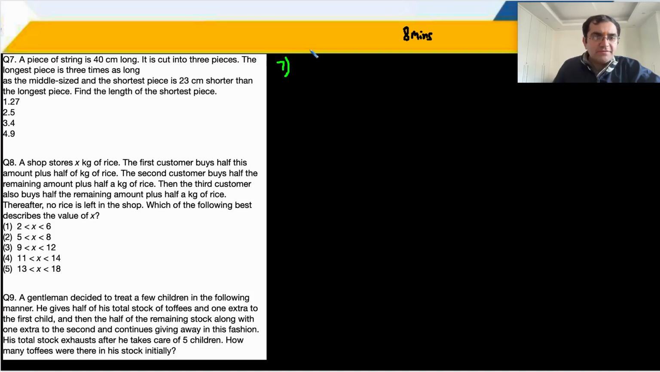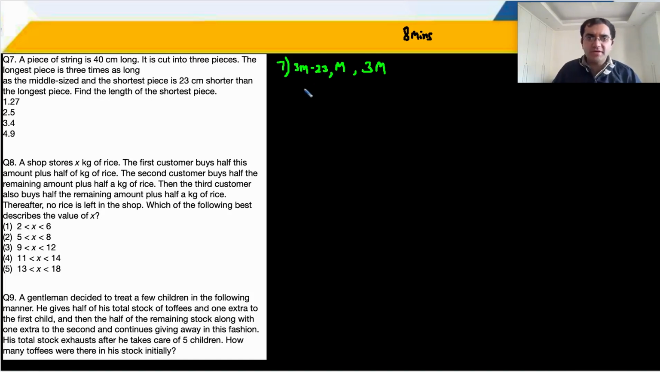A piece of string is 40 centimeters long and it is cut into 3 pieces. The longest piece is 3 times as long as the middle piece. Let's say that the middle piece is M. The longest piece is 3 times as long, so it becomes 3M. And the shortest piece is 23 centimeters shorter than the longest piece. 3M minus 23.